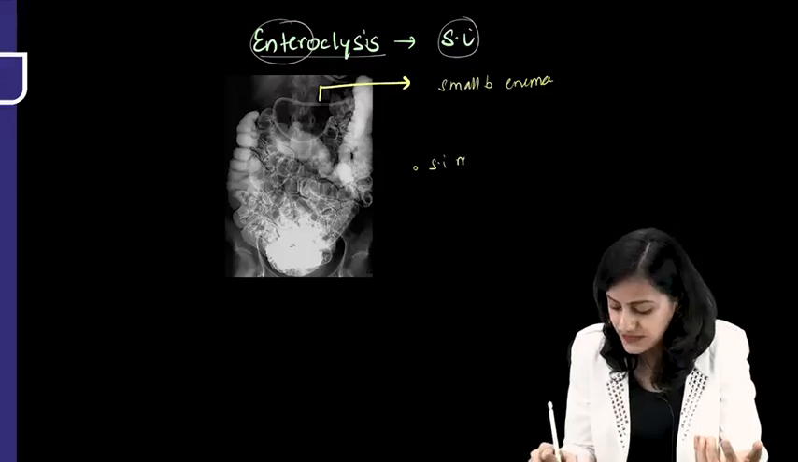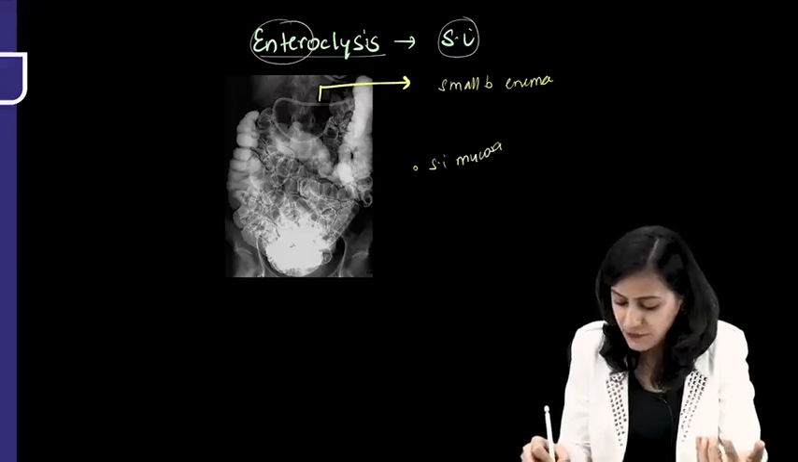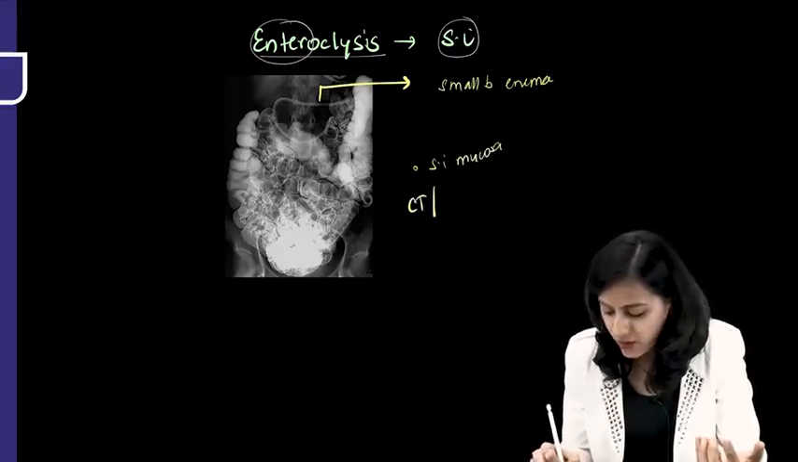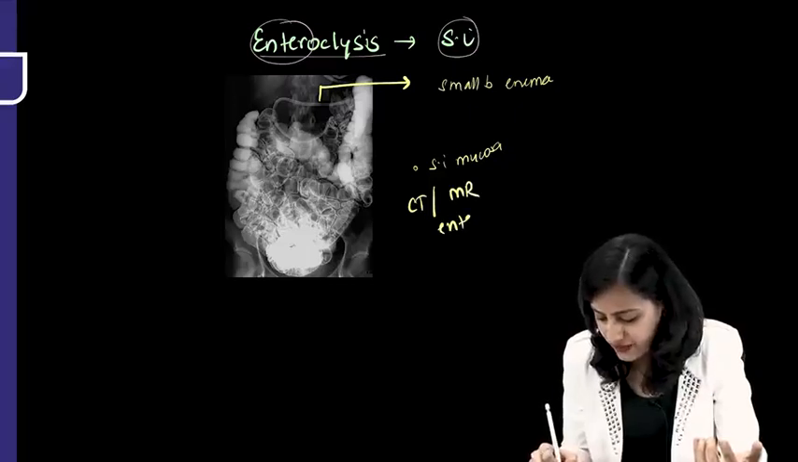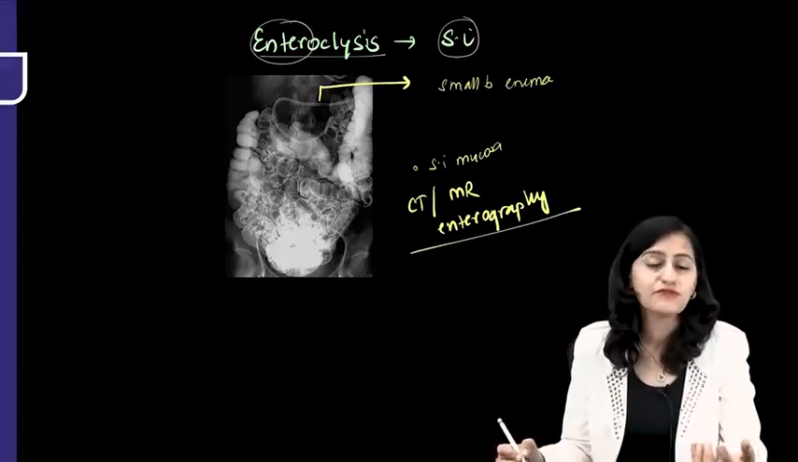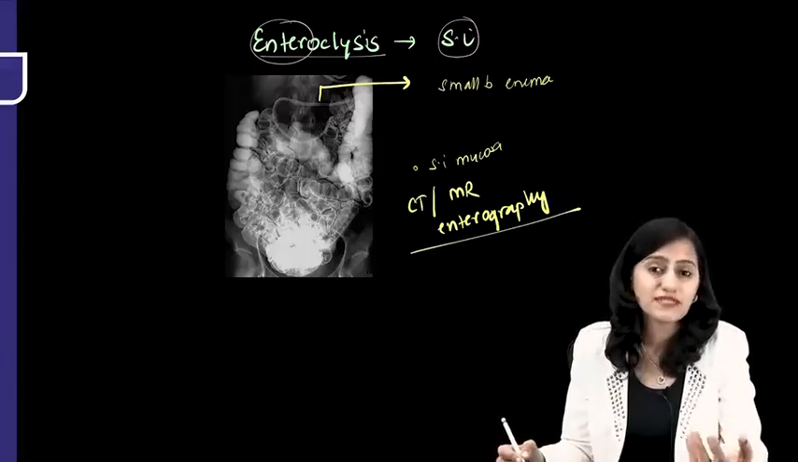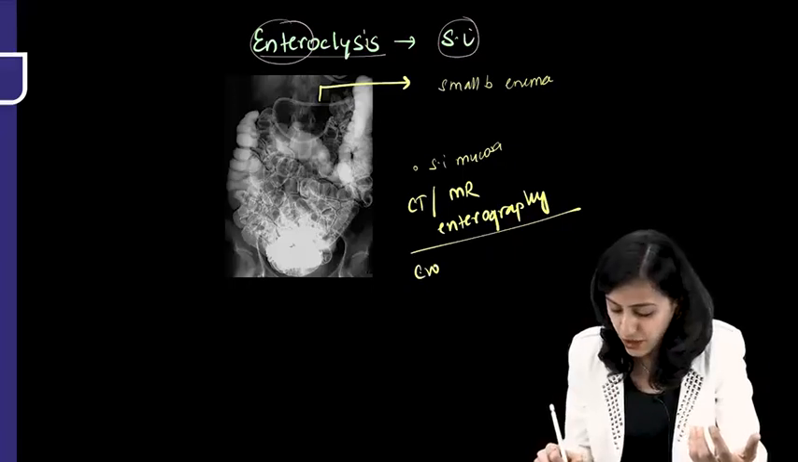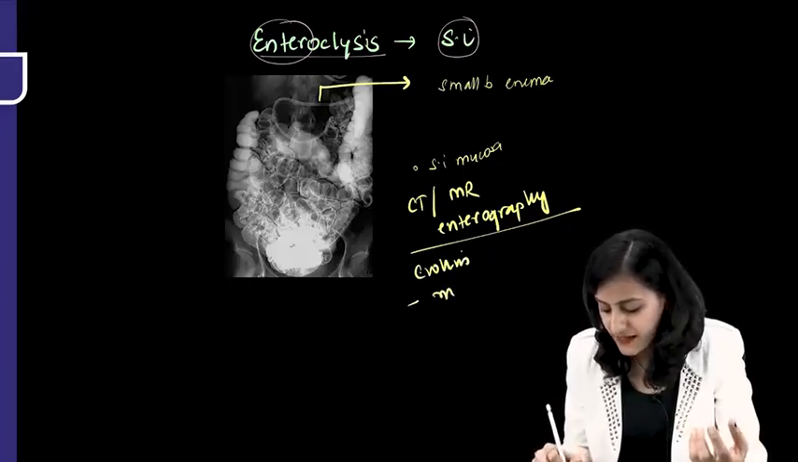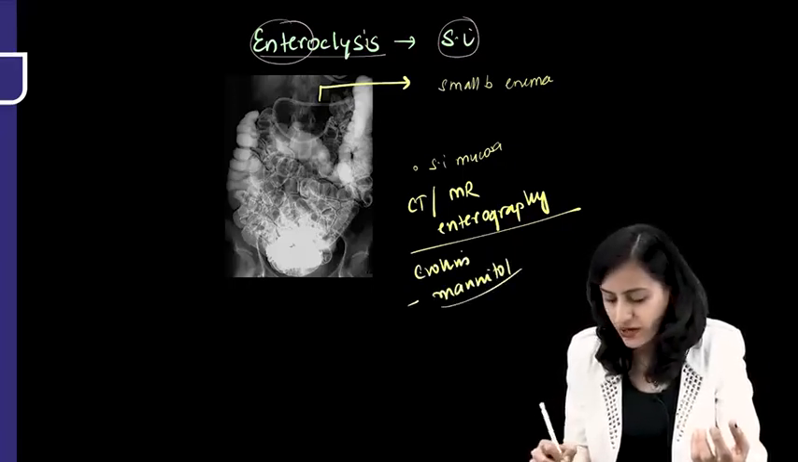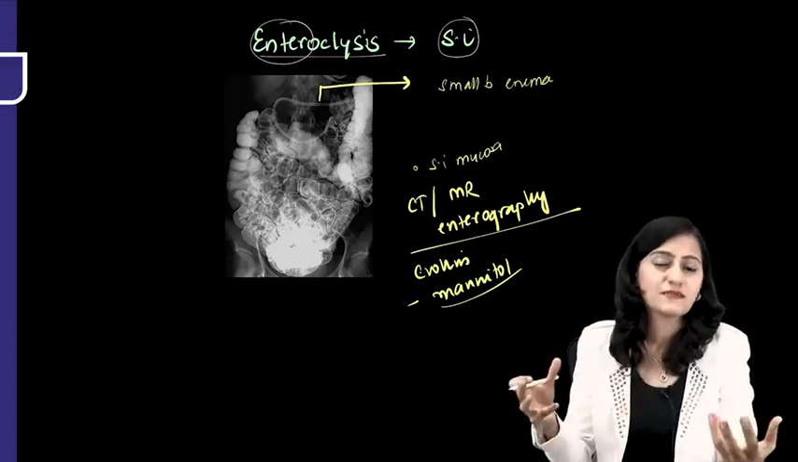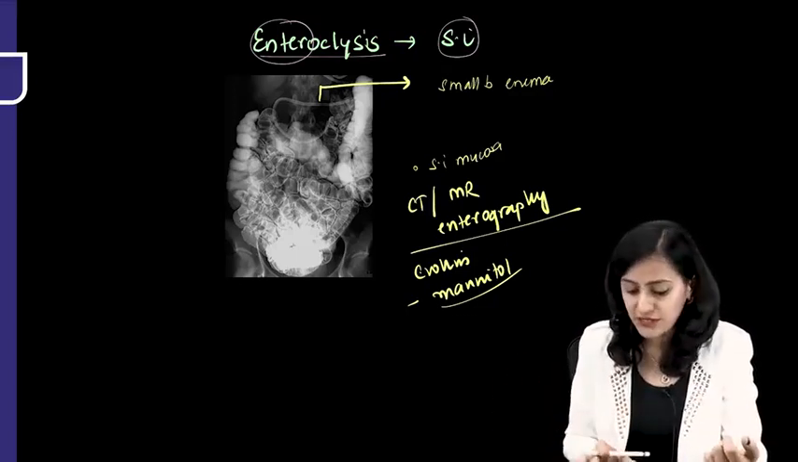Now for small intestine mucosa, the investigation that we prefer is the CT or the MR enterography. Okay, CT or MR enterography is what is done for the small intestinal mucosal pathologies, like to look for the activity of Crohn's, and that is done by giving mannitol. That's a neutral contrast. It holds the water, distends the bowel. So that's a neutral contrast, mannitol.